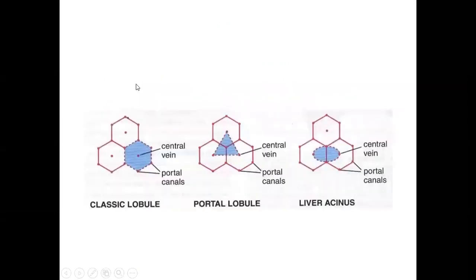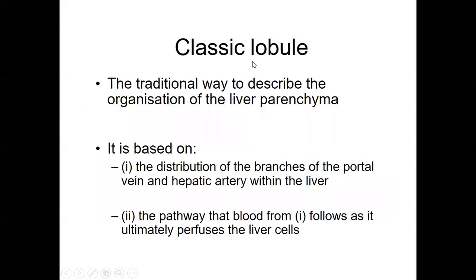As you can see here, this picture shows the classic lobule, and the second one is the portal lobule, and the last one is the liver acinus. You can see the shape of each of the functional units here is different. We're going to discuss this further later. Let's start by discussing the classic lobule first.